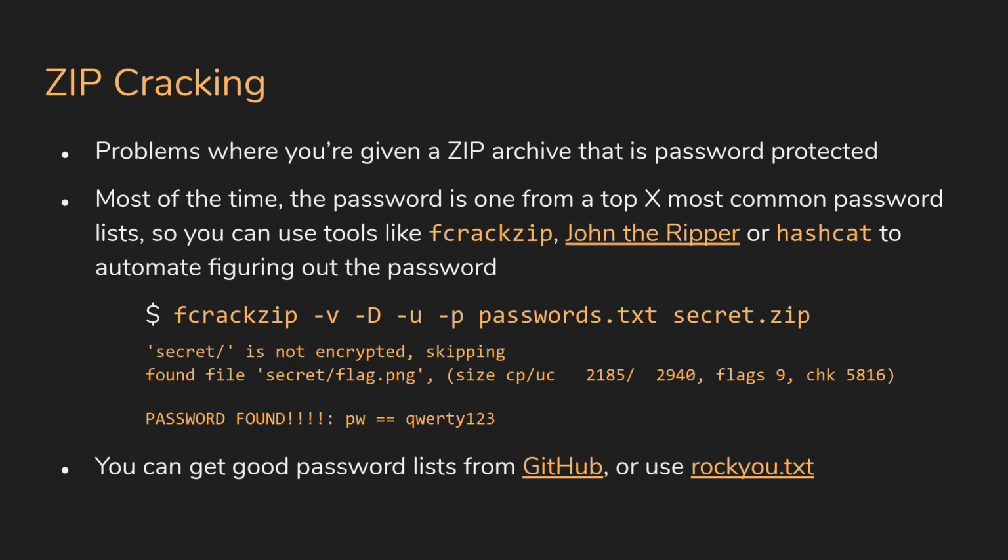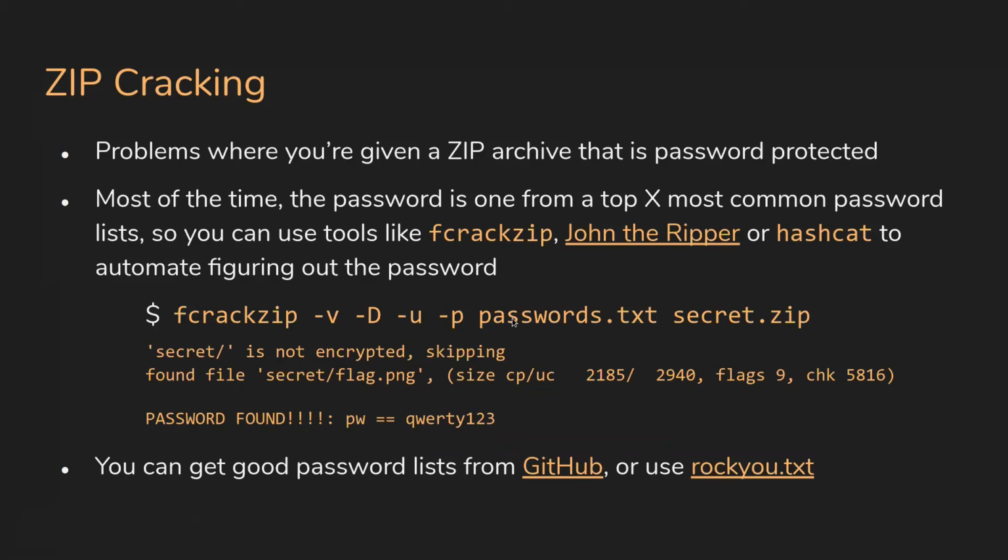Most of the time, the password is one from a top most common password list, like a password from the top 10,000 most common passwords. So you can use tools like fcrackzip, John the Ripper, or Hashcat to automate figuring out the passwords. This command here is you running fcrackzip with a dictionary, and verbose. I forget what U does. Oh, U is try it with the command unzip, to see if the passwords work.